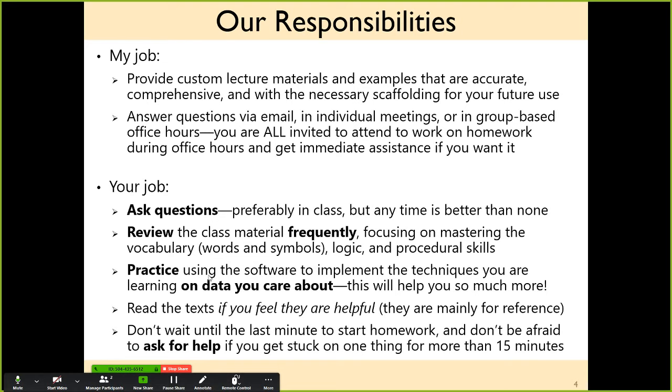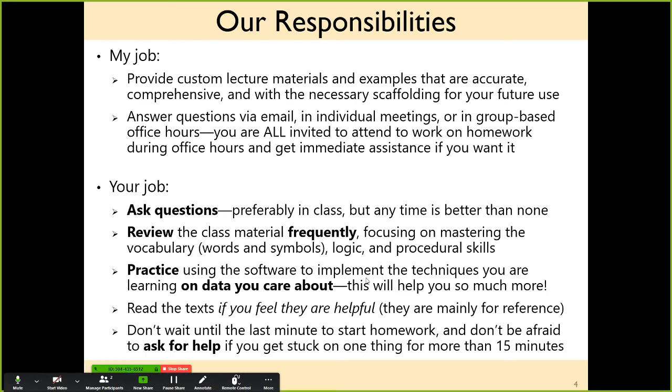Reviewing the class material frequently is recommended, focusing on drilling vocabulary, symbols, that kind of thing. But what will help you even more is practicing on data you care about. I'm guessing you guys have a reason to be here, right? These models are going to help you analyze data you care about someday, or maybe even now. Try to get a hold of a data set if you don't have one already, from a supervisor, someone else in your lab, upperclassmen, whatever, and trying this stuff on that data set will help you.